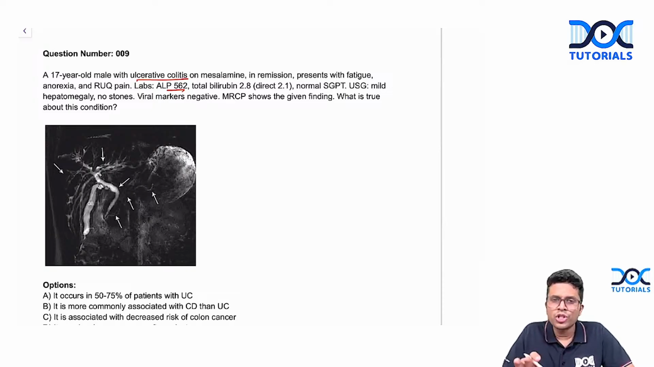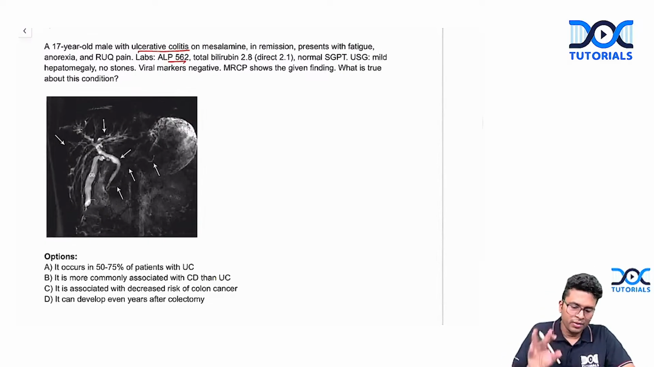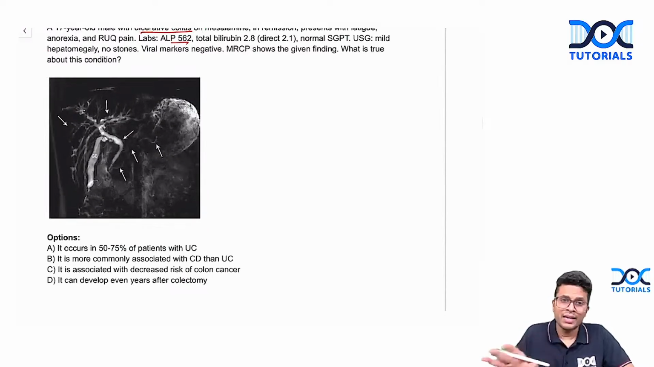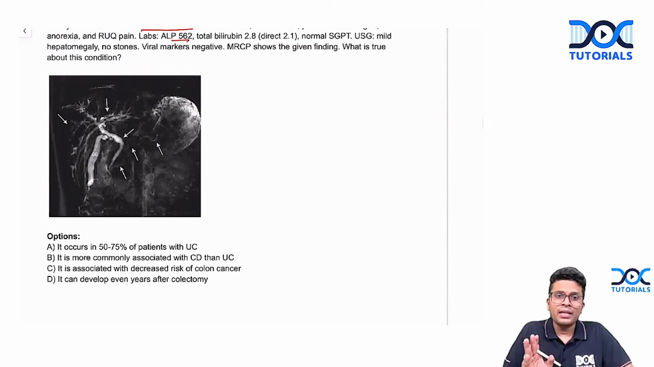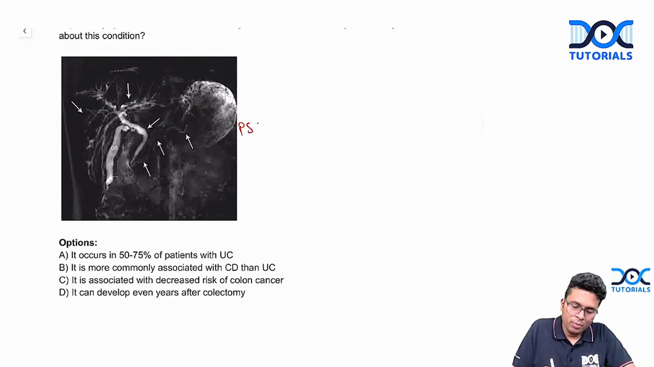There are no stones. Viral markers negative. MRCP shows the following findings. What is true about this condition? Now, you should be able to identify the condition. Usually MRCP with raised ALP is generally PSC. You find that beading pattern, stricture followed by beading, stricture followed by beading, which is seen here, especially in the intrahepatic area. So this is nothing but PSC. There's no doubt about the diagnosis.